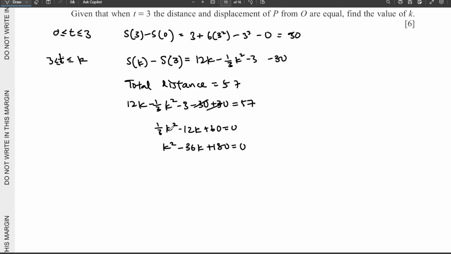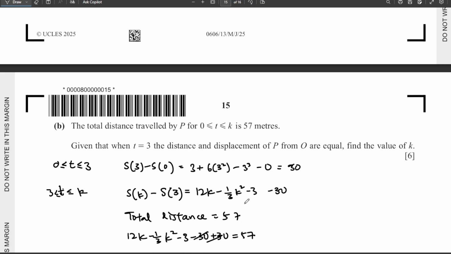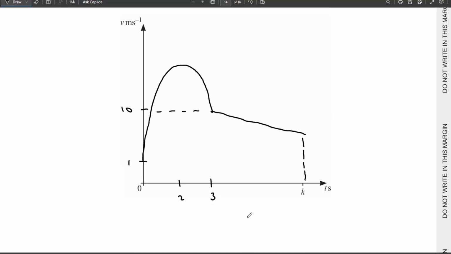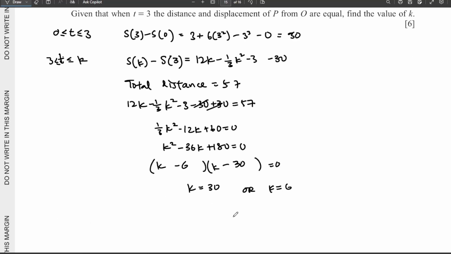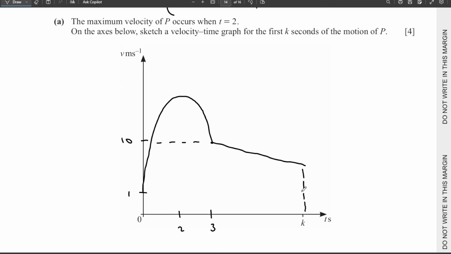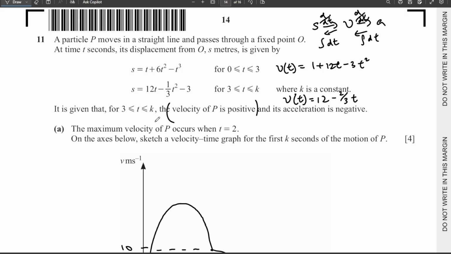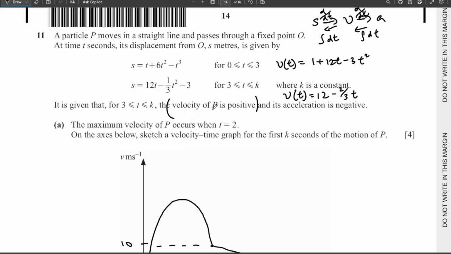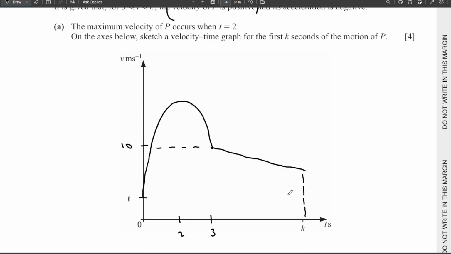After simplification, you should be able to get a quadratic equation in terms of k, which should be factorizable. And you're able to get two values of k, 30 or 6. But how do we choose? We look at the question, what information is given to us. The velocity is positive at k.